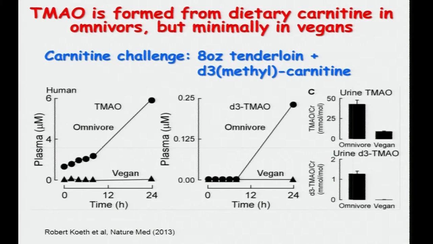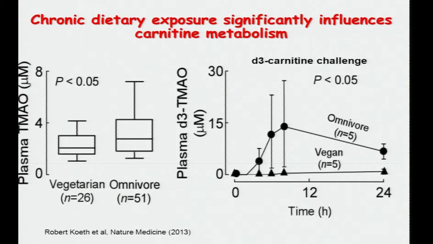What's shown here are data with larger numbers: when we compared a larger number of vegetarians to omnivores, the omnivores had a higher level of TMAO in general. Shown on the right, for those who went through the full isotope-labeled carnitine challenge, there's a very dramatic difference in TMAO synthetic capacity, or production rate, following ingestion of carnitine in the vegans compared to the omnivores. The vegans, as with the other vegan who ate only the steak and capsule, were very, very poor at generating TMAO.